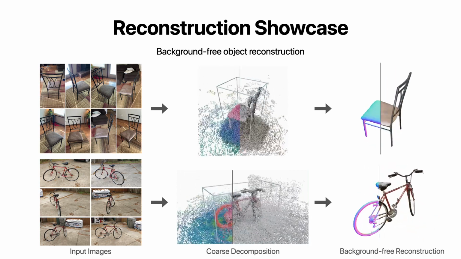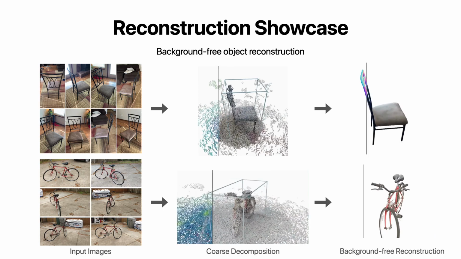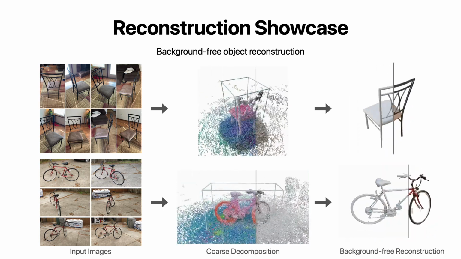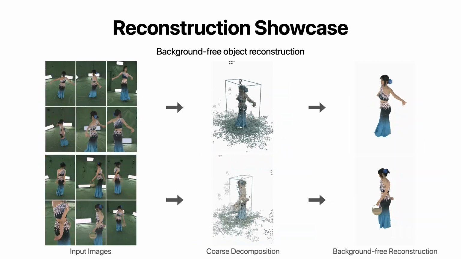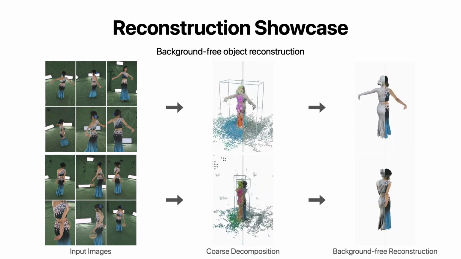Our pipeline can be applied to both indoor and outdoor scenes. We can reconstruct detailed geometry of foreground objects with complex structures and cluttered background. Our proposed pipeline can also be applied to the reconstruction of human meshes, showing its robustness to different object entities.